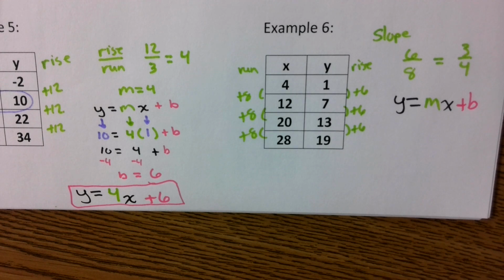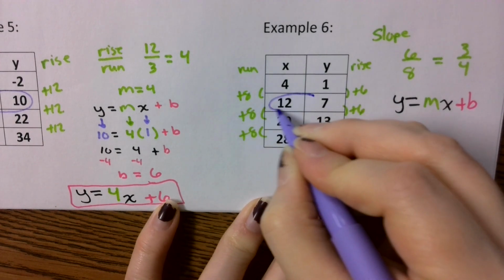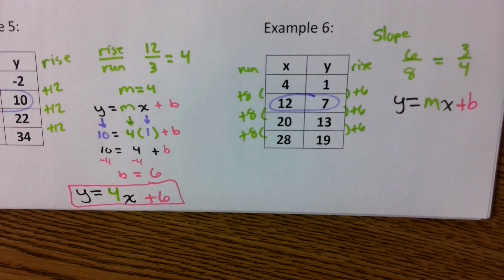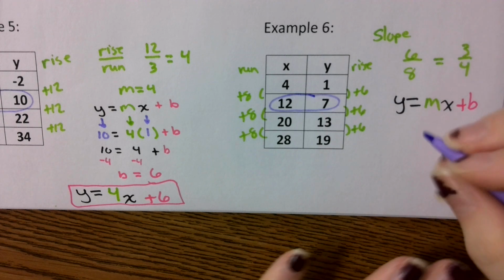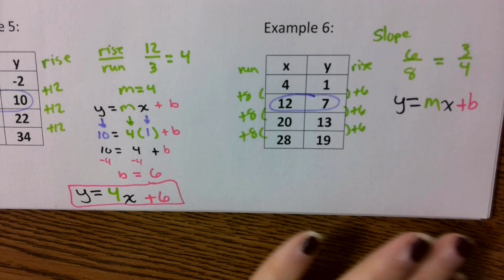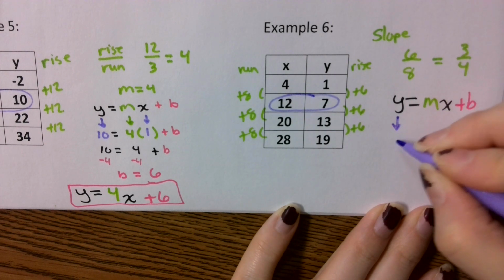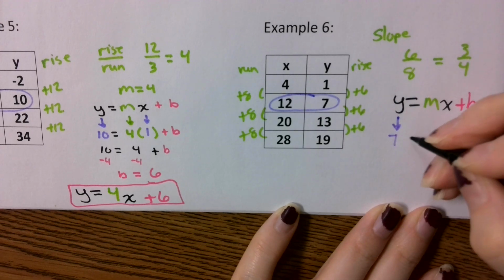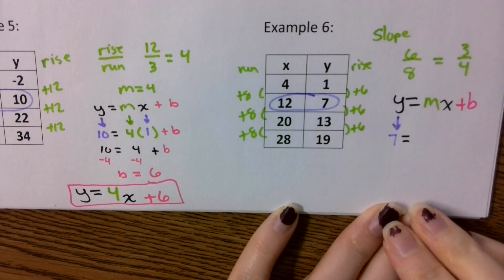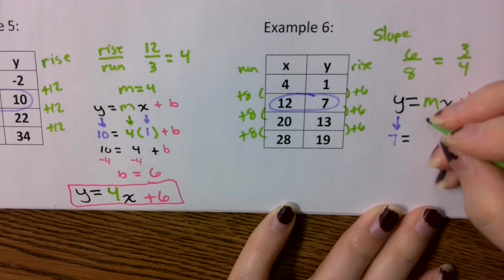Tell me which one you want to choose. y equals 7. Okay, so you want to choose this point? (12, 7). Okay, so you're going to pick a point. Does it matter which point we pick? No. So you said y is going to be what? 7. Okay. Then what? m is equal to what?